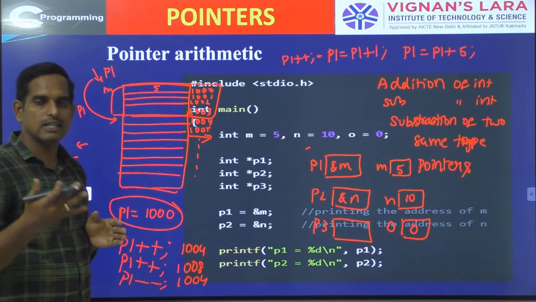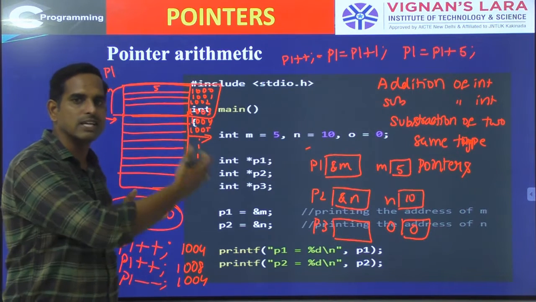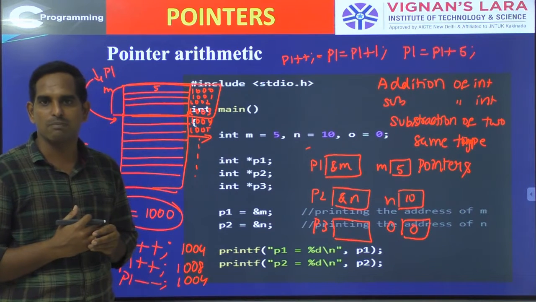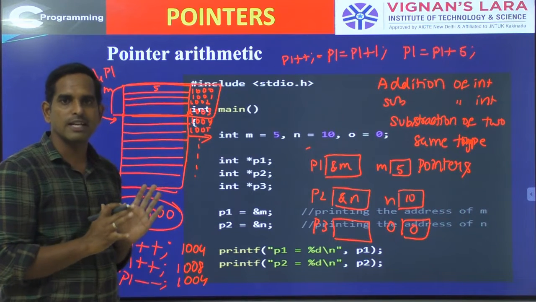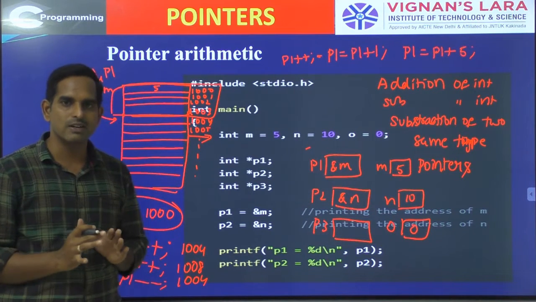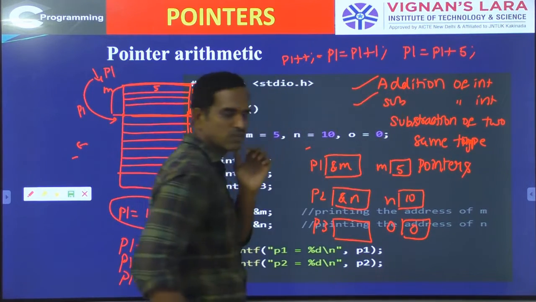If you take another data type, the incrementation or decrementation will happen based upon the size of the data type. That is about addition of an integer and subtraction of an integer.